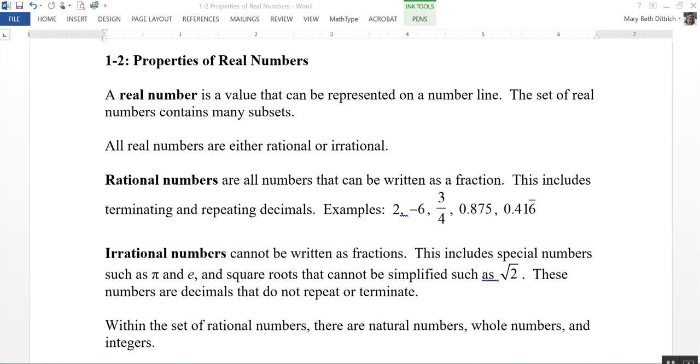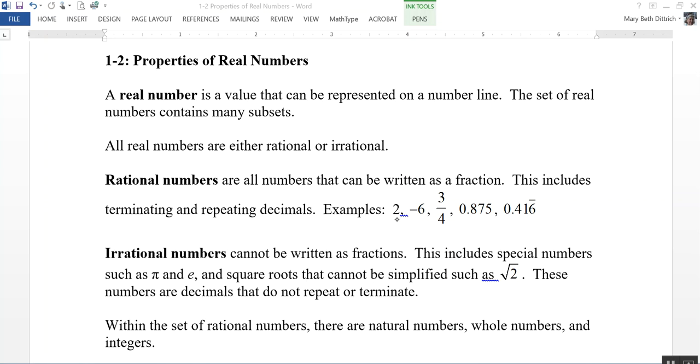Section 1-2 is on properties of real numbers. A real number is a value that can be represented on a number line. The set of real numbers contains many subsets. First of all, real numbers are either rational or irrational, and the rational numbers can be written as a fraction. This includes terminating and repeating decimals.